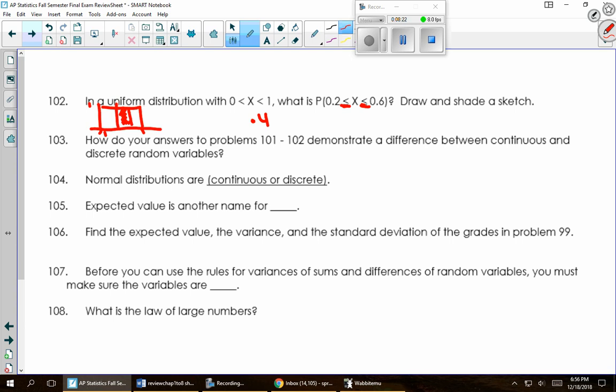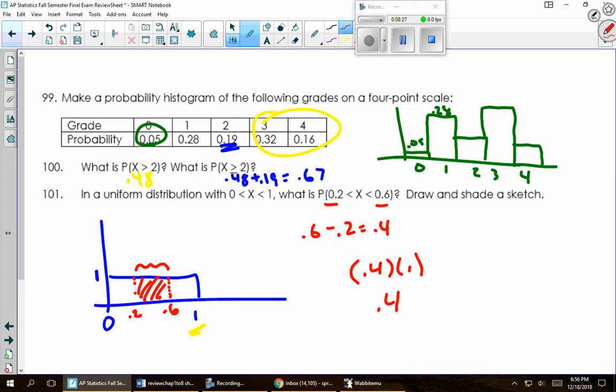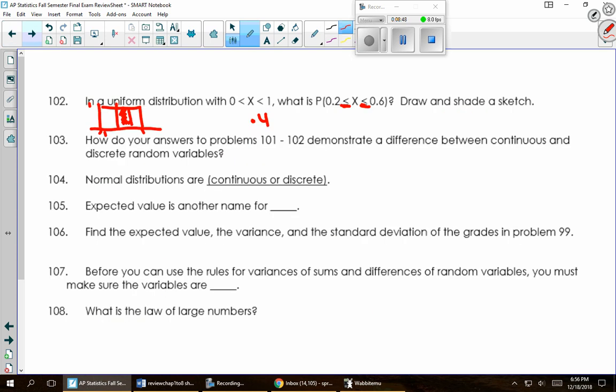So how do these problems demonstrate a difference between continuous and discrete? A discrete random variable looks something more like what we had on number 99, this. And so whether I include or don't include a vertical bar changes the probability, like on number 100. But on a continuous distribution, like a uniform one, whether I include a vertical line or not at that specific point doesn't change anything. Normal distributions are continuous because they can be any value on that distribution.